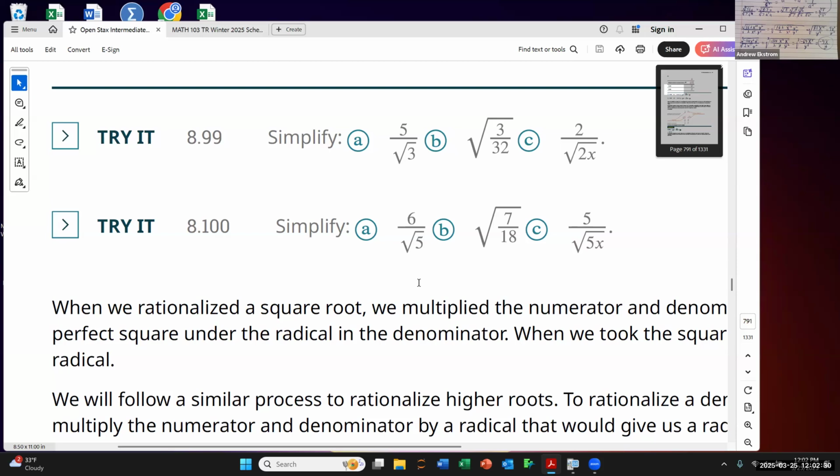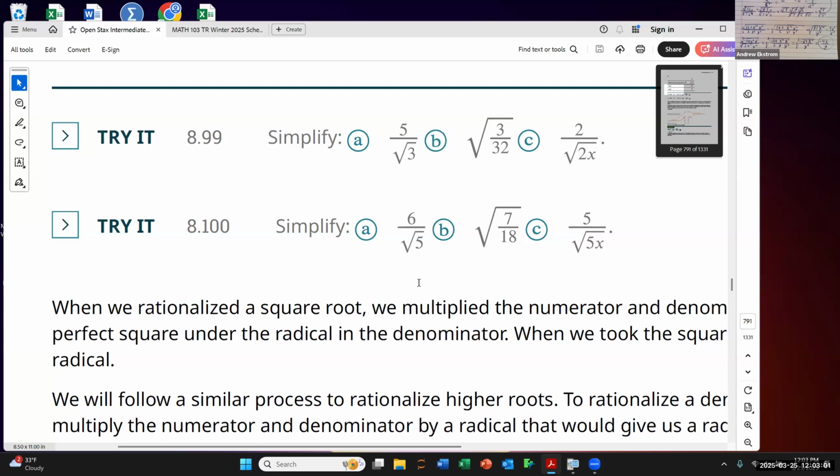At the top here, same thing. We can multiply numerator and denominator by square root of 32, and then you have to simplify, or you can recognize that 32 is 16 times 2. What's the square root of 16? 4. So square root of 32 could actually be rewritten as 4 times the square root of 2. So all you really need to do is multiply numerator and denominator by square root of 2 to eliminate it.